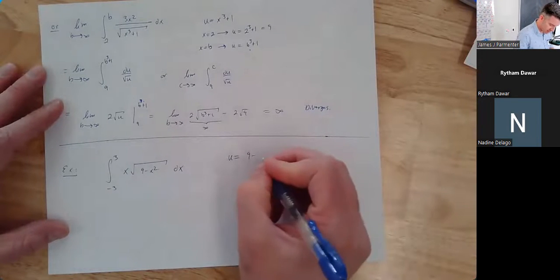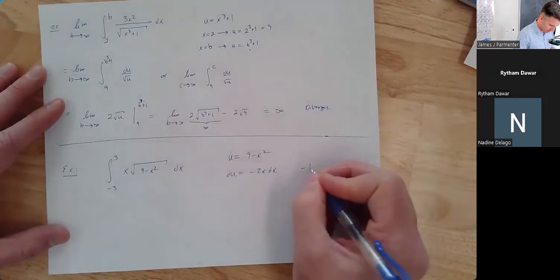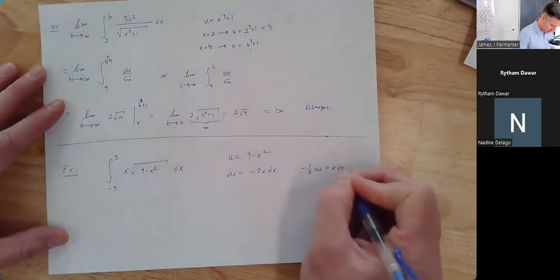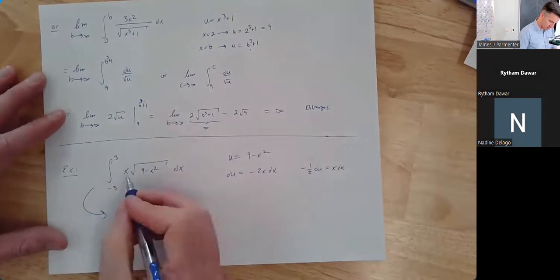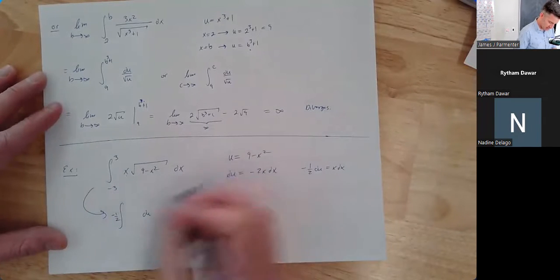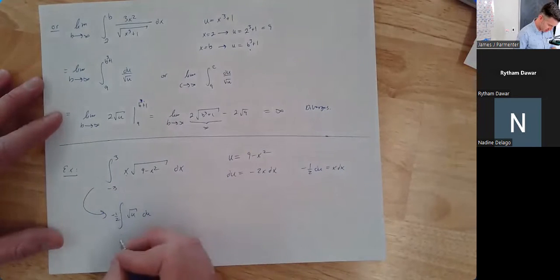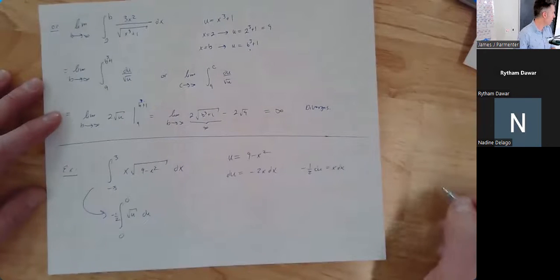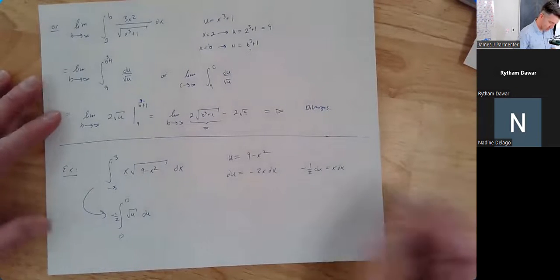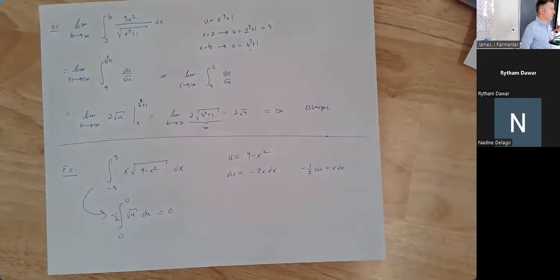Right. So if u is 9 minus x squared, and my du is negative 2x dx, or negative 1/2 du equals x dx, then this integral becomes, let's see, negative 1/2 du, and then I have a square root of u. But if I change my limits of integration, my lower limit is 0, and my upper limit is 0. And so the integral is 0. We also could have seen this was going to be 0 because it's an odd function from negative 3 to 3. But the point was that sometimes when you do a u sub and change your limits, you get something really easy by just seeing what the limits are doing.